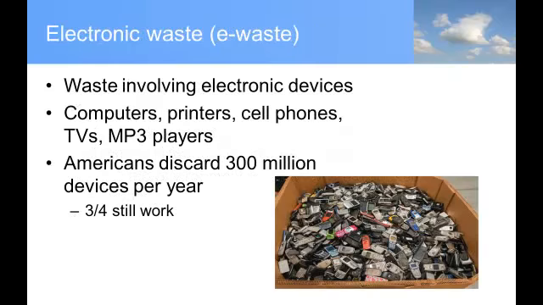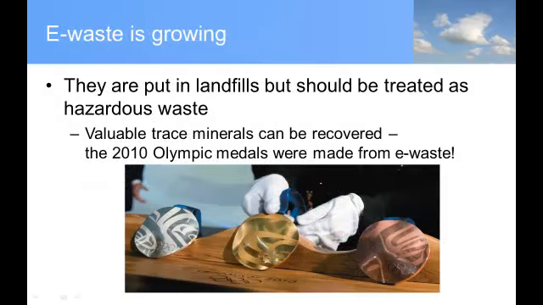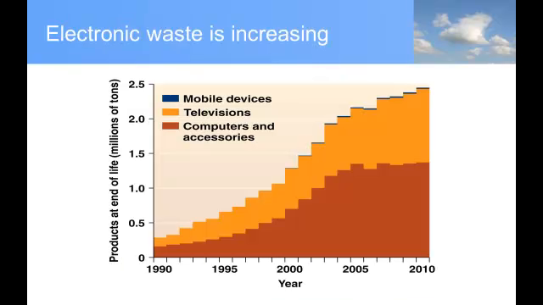E-waste, as we mentioned in Chapter 11, often contains large amounts of hazardous materials. We discard about 300 million devices per year, 3/4 of which still work. They are put in landfills but should be treated as hazardous waste. Many of them have valuable materials that can be recovered. The 2010 Olympic medals were made from e-waste. They're actually made from recycled electronics. E-waste generation is increasing tremendously as more and more electronic devices enter the market. They end up entering the waste stream eventually.